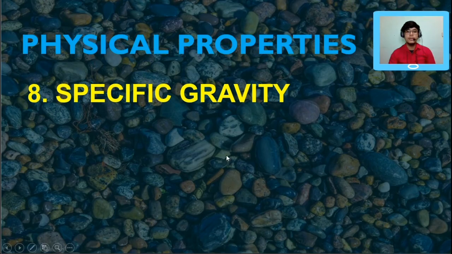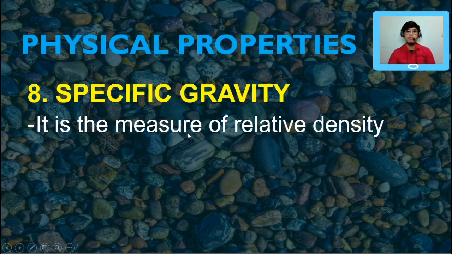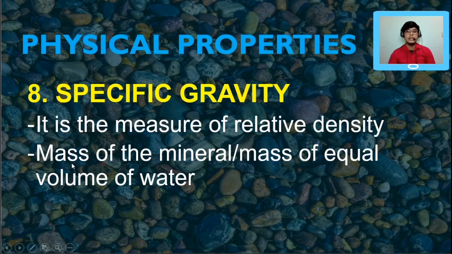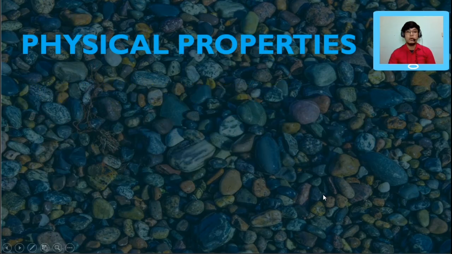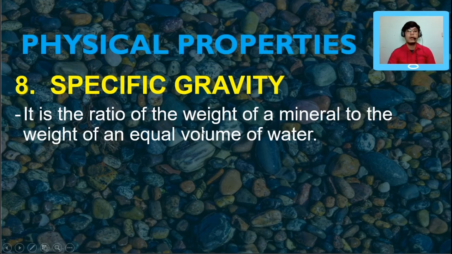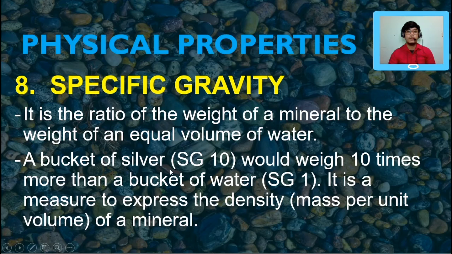Next, number 8 is the specific gravity. Specific gravity is said to be the measure of the relative density, and we solve for the specific gravity using this formula wherein specific gravity is equal to the mass of the mineral over the mass of an equal volume of water. And also, specific gravity is the ratio of the weight of a mineral to the weight of an equal volume of water. A bucket of silver, for example, would weigh 10 times more than a bucket of water, which is only one specific gravity. It is a measure to express the density or the mass per unit volume of a mineral.